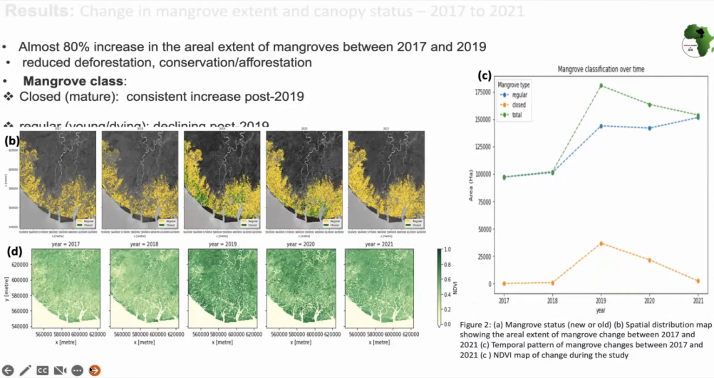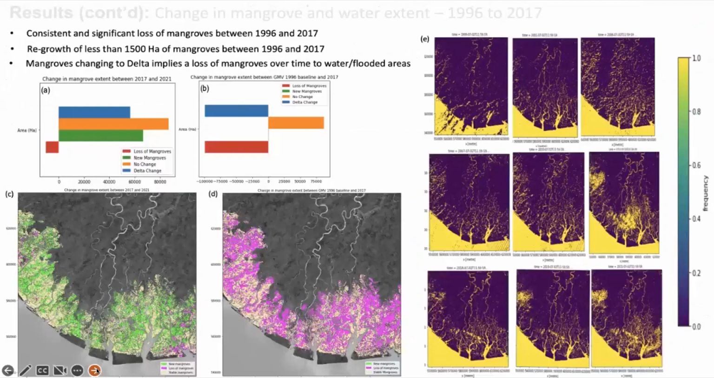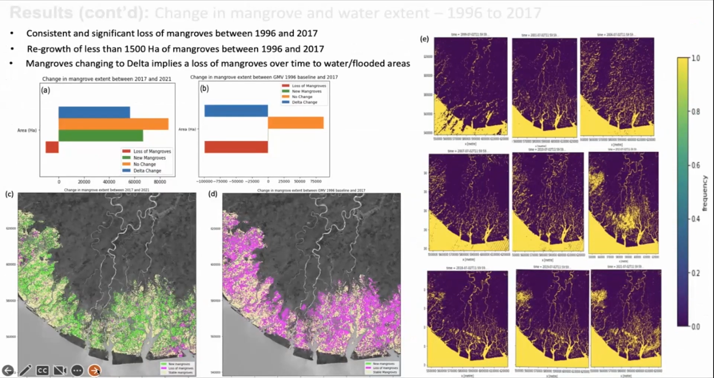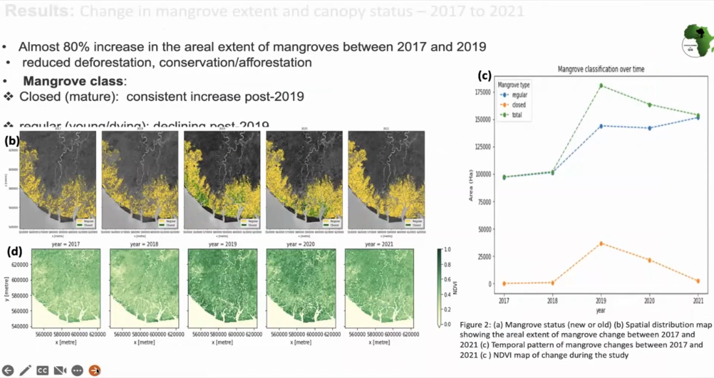And then it's the NDVI map of change during the study. According to this, the mangrove class is closed, which means it's mature. And that's the previous slide, Mr. Zoom Master, please, if you could take us back. And it shows a consistent increase post 2019. Next slide, please.